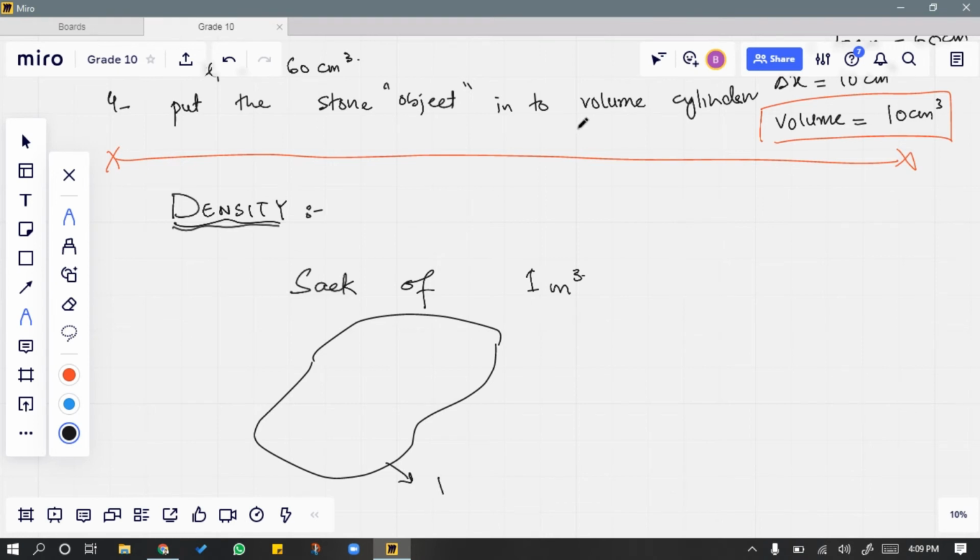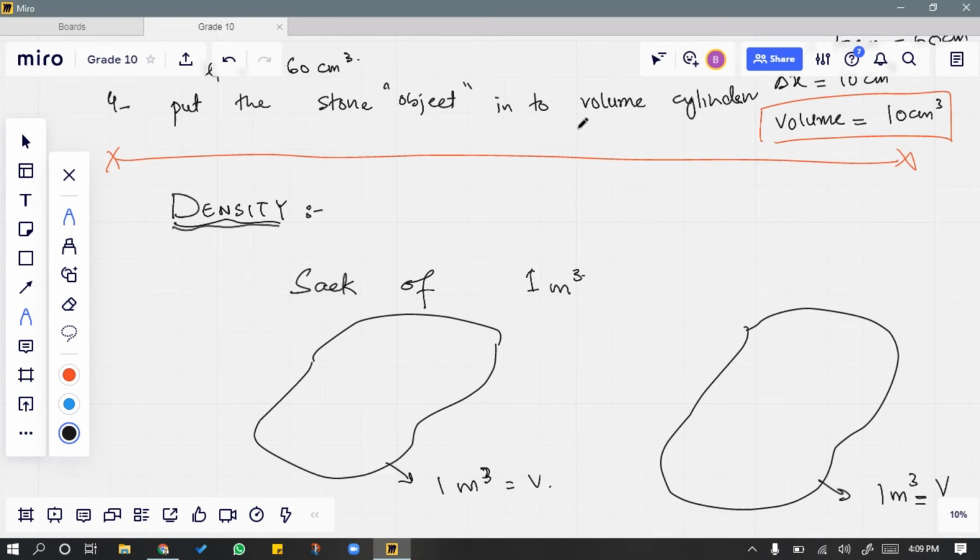Its volume is 1 meter cubic. The other sack has the same amount of volume, 1 meter cubic. Now, how to identify the density of these two things is when we put some mass inside this sack.